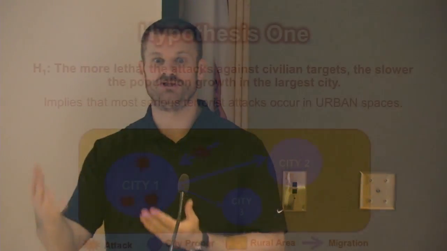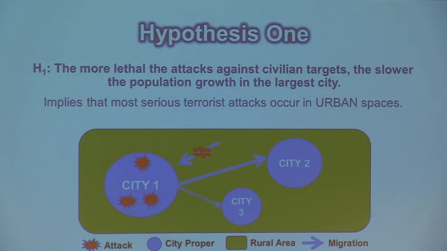All right, so let's get to the hypotheses. And I kind of put my hypotheses in a picture so you could see what I'm talking about. The first one is pretty straightforward. There are curvilinear hypotheses, a little more complicated. I'll talk about them some, but I'm going to present to you just the linear versions of the hypotheses. So the first one is this: the more lethal the attacks against civilian targets, so urban-based forms of political violence, the slower the population growth in the largest city.